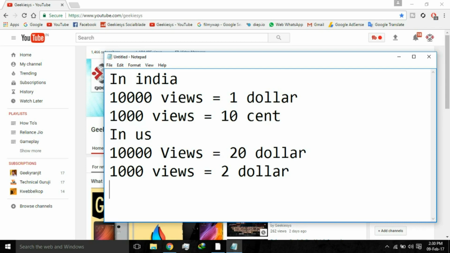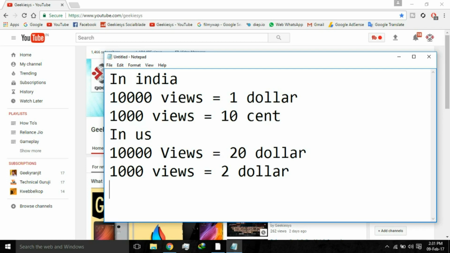So this is a comparison between two countries. Now I will tell you why this happens. In India, the ads which are coming are cheaper and ads are not many. The companies do not pay much money on their ads. They pay less money to recognize their ads. But in the US, if an ad is of $10, you will get a percentage of that.